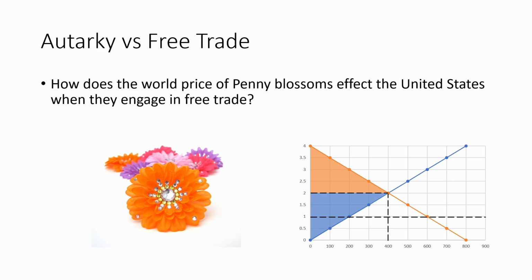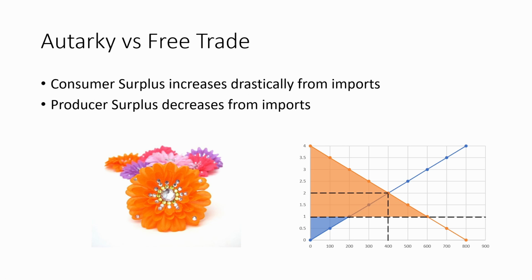So how does the world price of penny blossoms affect the United States when they engage in free trade? Here we have consumer and producer surplus in autarky. Our price is $2, and if we engage in free trade, then the price is going to fall down to $1. When the price falls down to $1, our consumer surplus is going to increase drastically from all these imports. So we're going to come all the way down here to $1. All of these people are going to be now in the market consuming penny blossoms. Producer surplus, unfortunately, is going to decrease. Okay? People are only going to be producing penny blossoms if they're willing to sell for $1 or less. So our producer surplus is going to decrease.